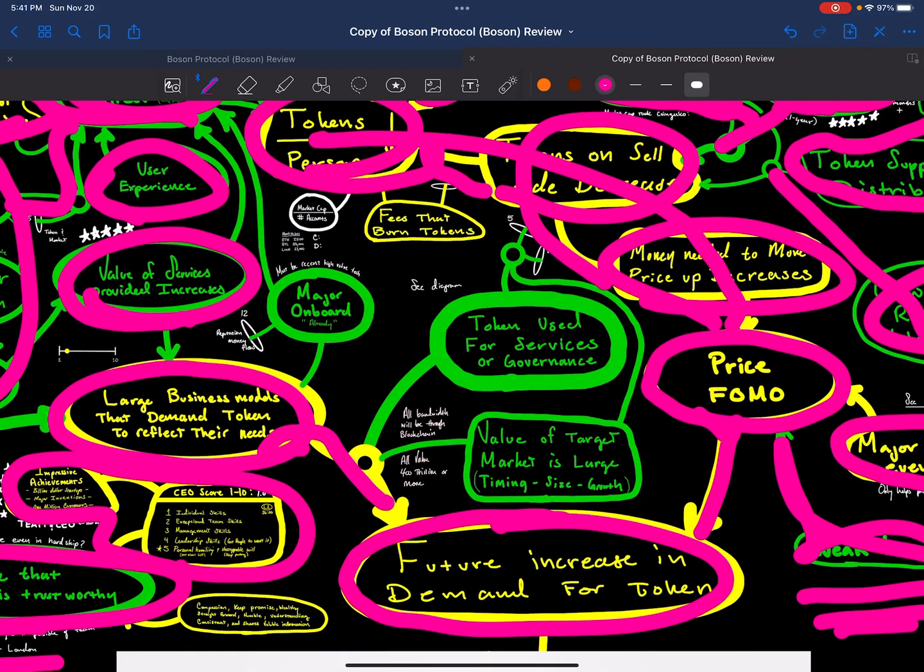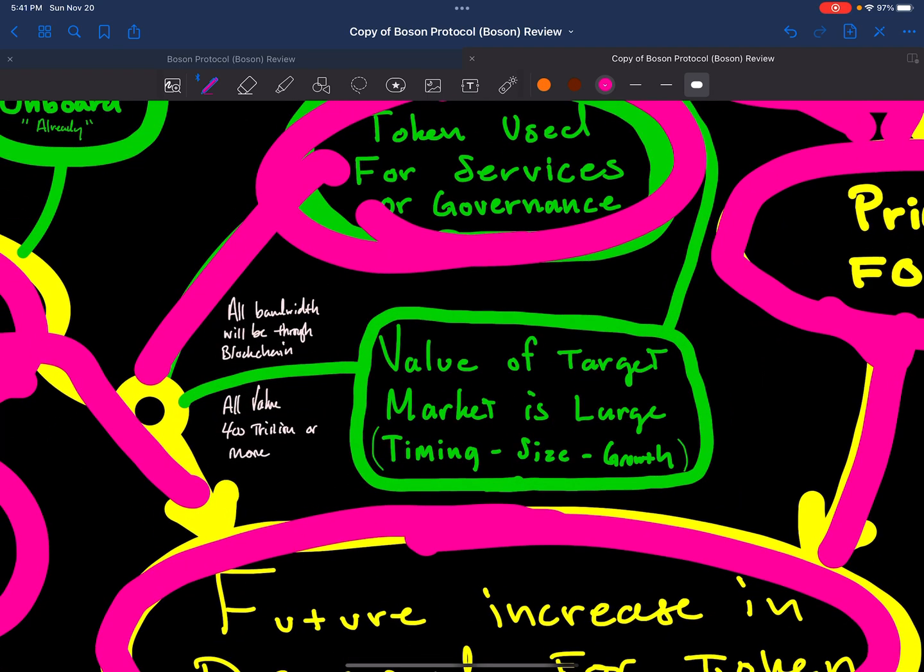Finally, is the token used for services and governance? This is the question of whether the token is really tied to the growth metrics, and it is. The token is tied to the growth of this. If this is successful, the token should do well because it is tied to the PDE, it is governance. It gets fees to the DAO for decision-making, so that means the token is tied to growth. Value of the target market: this is the value of that target market, who they're after.